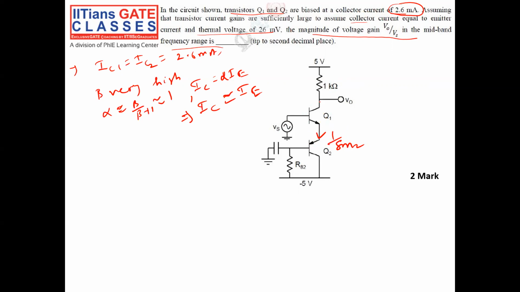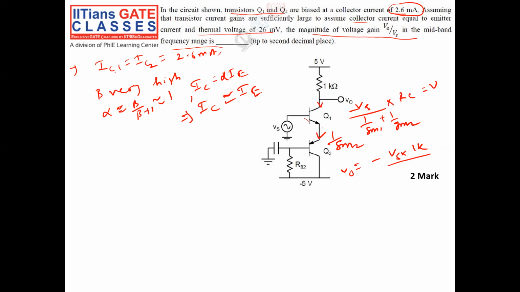Okay, so what is the current here? The current here is nothing but Vs by 1 by GM1, because the resistance here is 1 by GM1 and below is 1 by GM2. That is the current flowing through the resistor 1K. So RC is the output voltage V0. So V0 is equal to minus Vs into 1K divided by 1 by GM1 plus 1 by GM2.